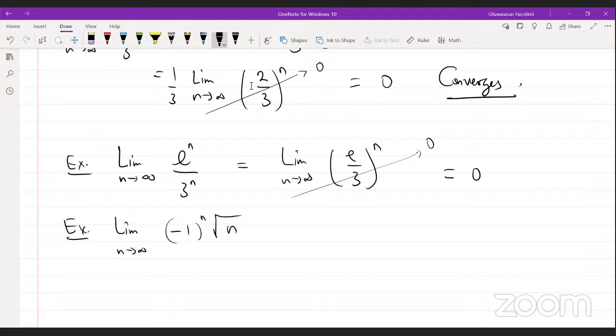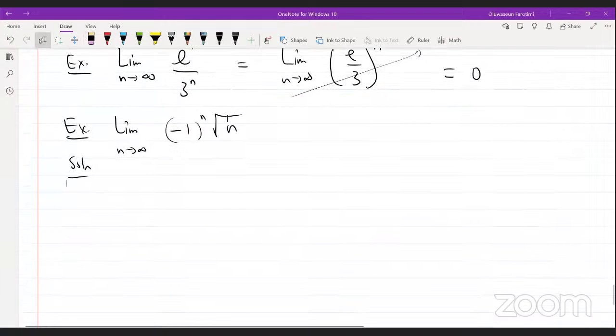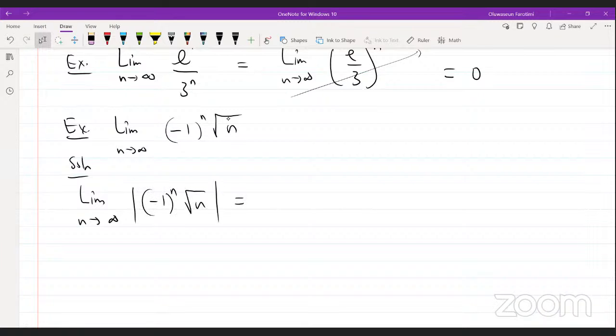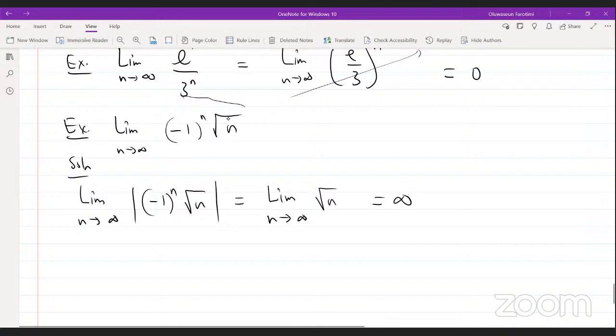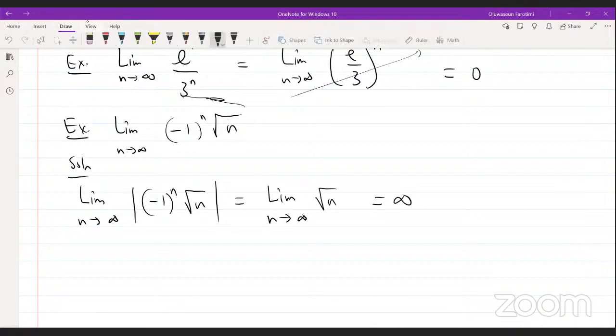Okay, so another one, the limit as n goes large of this guy. Now you saw that we had a theorem that says when we have this alternating guy, we need to deal with it on another level. So let's check. I check the limit with respect to the absolute value. Then I'm left with square root of n. What is this limit, guys? It's infinity. So that means that this original guy is divergent.